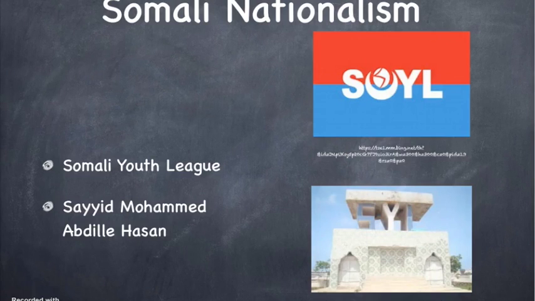Over time, nationalists like Saeed Mohammed Abdile Hassan fueled anti-colonial sentiments across Somalia and laid the groundwork for the first modern Somali political group, the Somali Youth League, which had the goal of ending colonial rule in Somalia and liberating the nation from foreign influence and domination. In 1960, the Somali Youth League finally achieved its goal of independence from colonial powers.